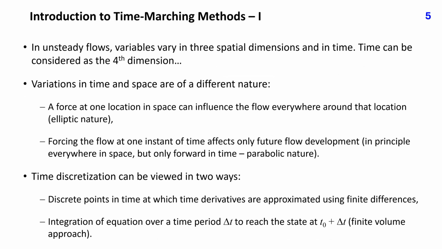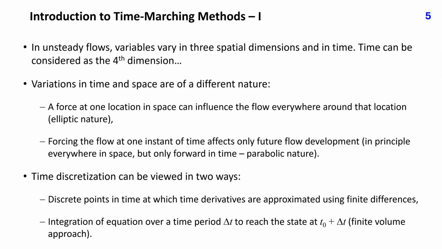In unsteady flows, variables vary in general in three spatial dimensions and in time. Time can be considered as the fourth dimension. Variations in time and space are of a different nature. A force at one location in space can influence the flow everywhere around that location. This is an elliptic nature. Forcing the flow at one instant of time affects only future flow development, in principle everywhere in space, but only forward in time. This is parabolic nature.